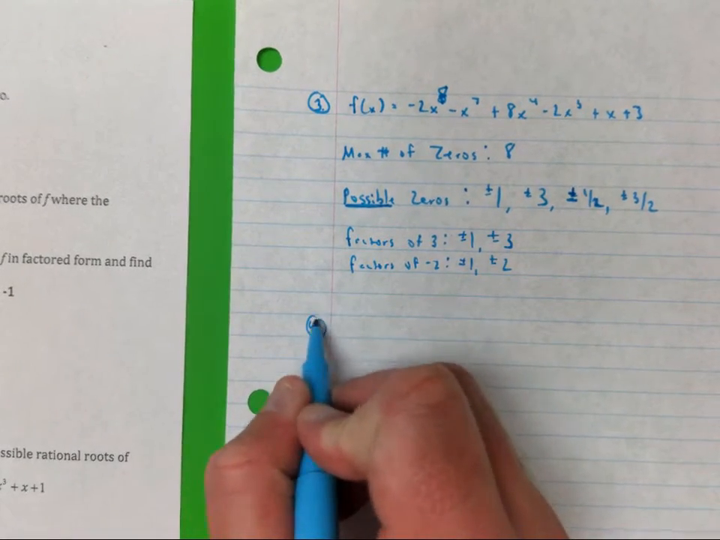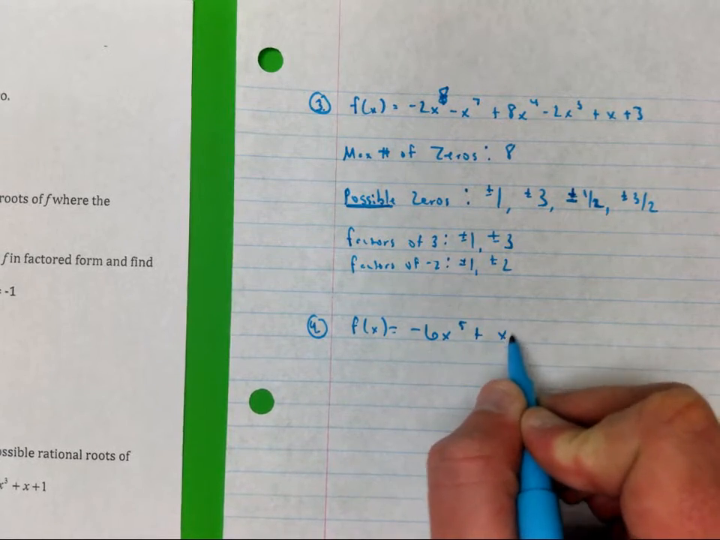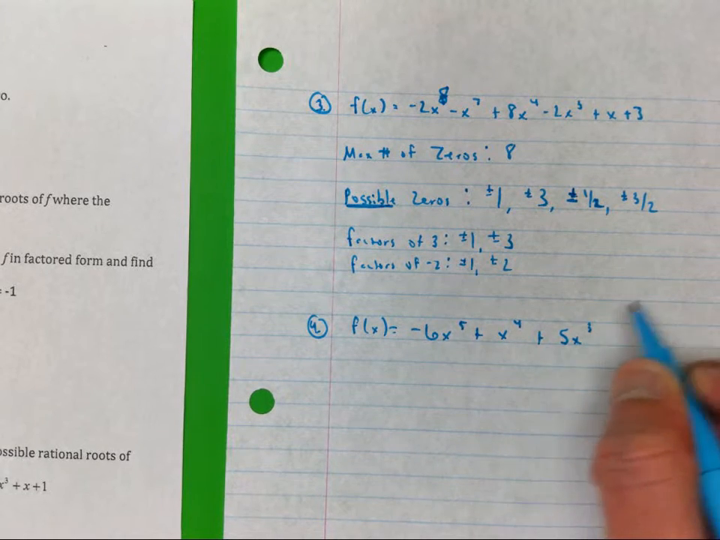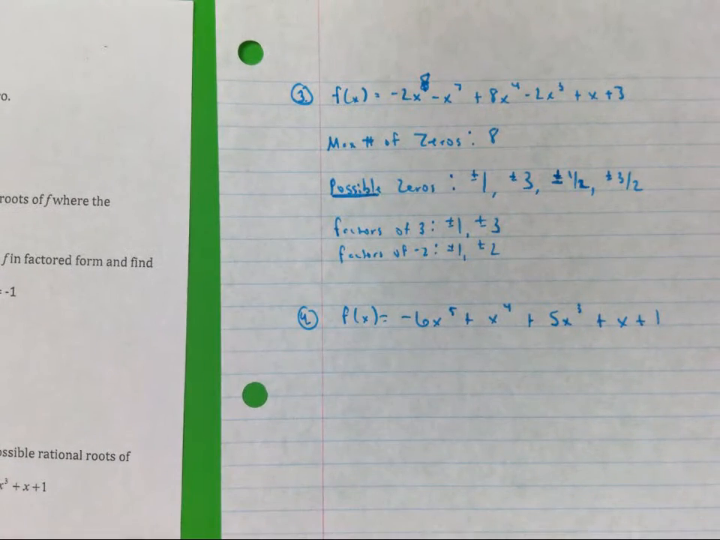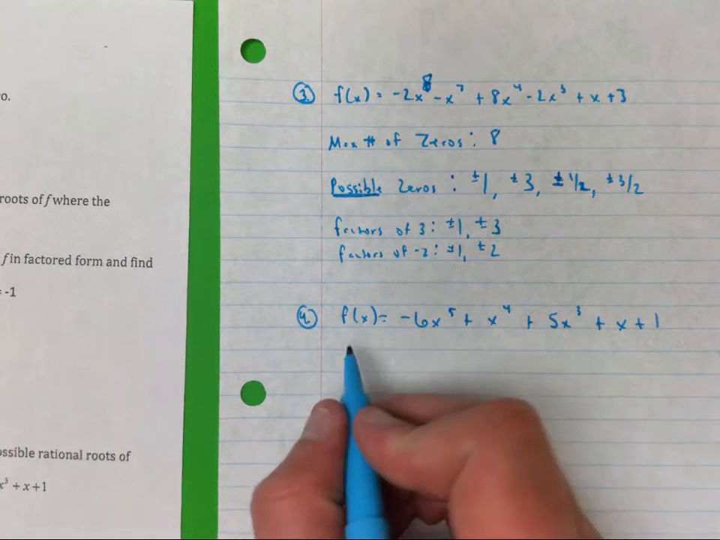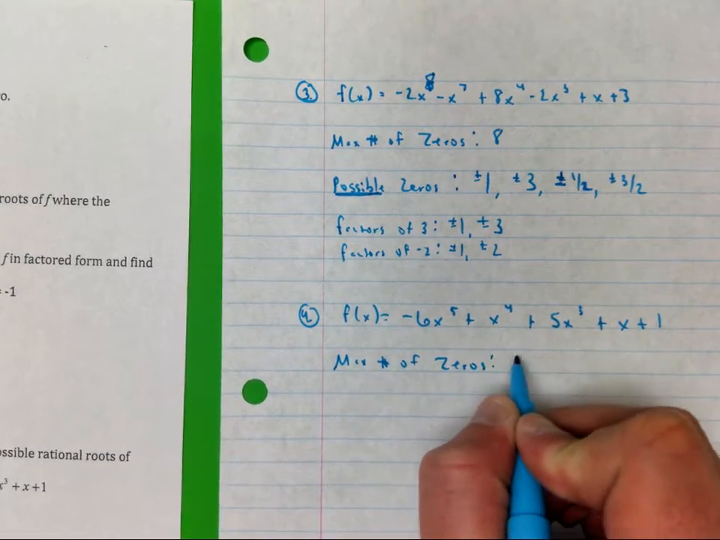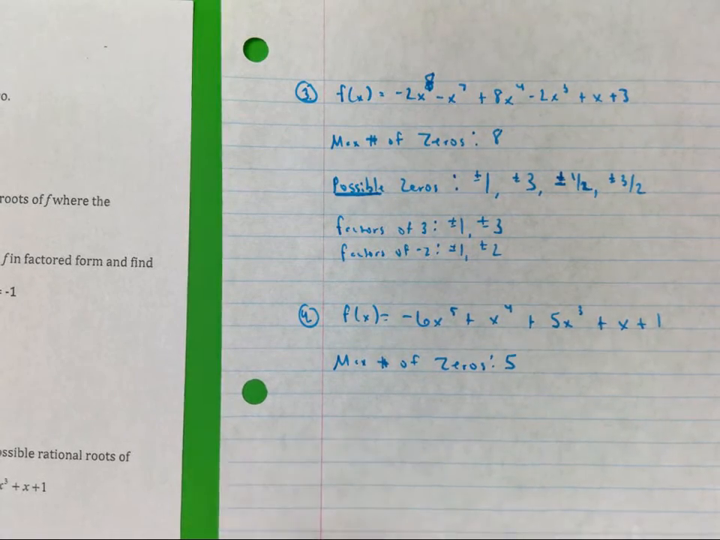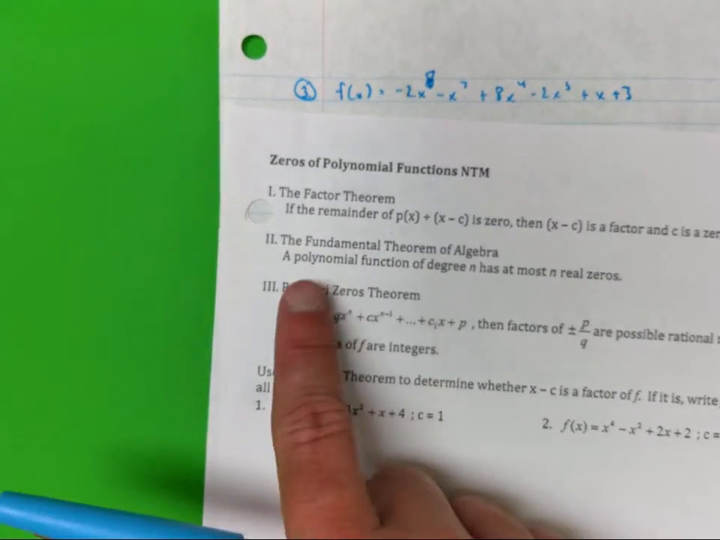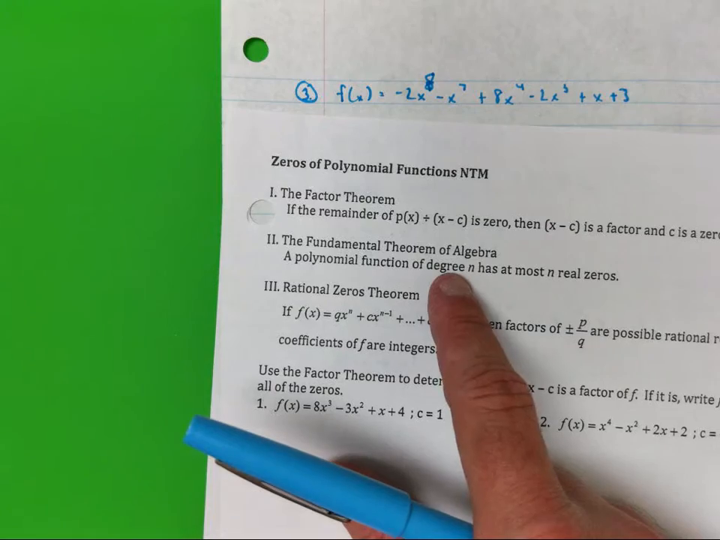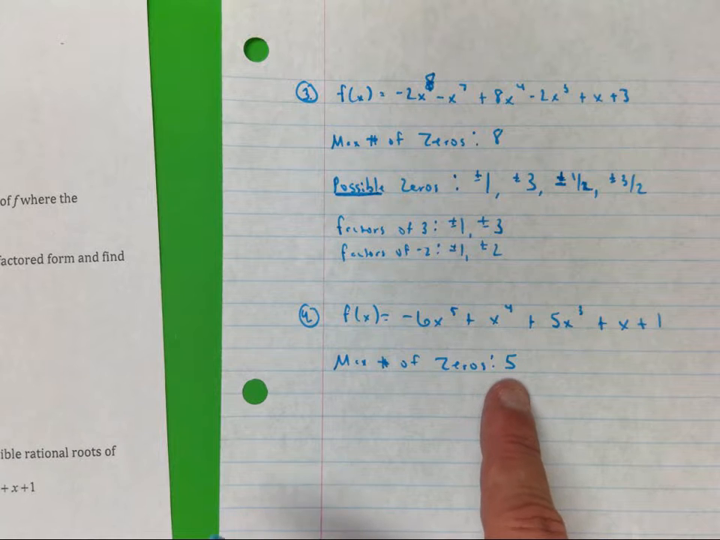All right, let's look at number 4. We have f of x equals negative 6x to the 5th plus x to the 4th plus 5x cubed plus x plus 1. The maximum number of zeros is 5. We didn't talk about this a while ago. Why is it 5? There's a theorem called the fundamental theorem of algebra that states a polynomial function of degree n has n zeros, whatever the degree is. So if it has degree 5, it has a maximum of 5 zeros.